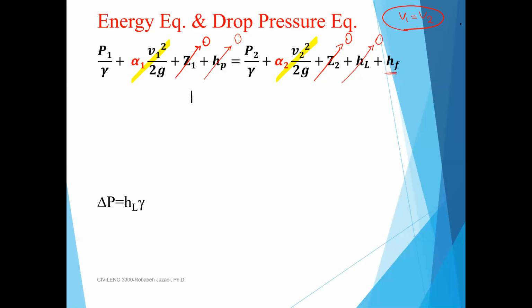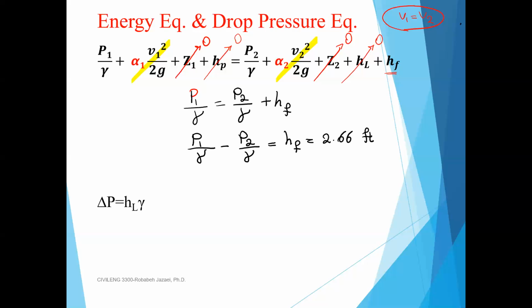Let's go ahead and just substitute everything we have. It's P1 over gamma equals P2 over gamma plus head loss. So the pressure drop from point 1 to point 2 is equal to head loss. What is head loss? It's 2.66 feet. We just found the pressure drop.